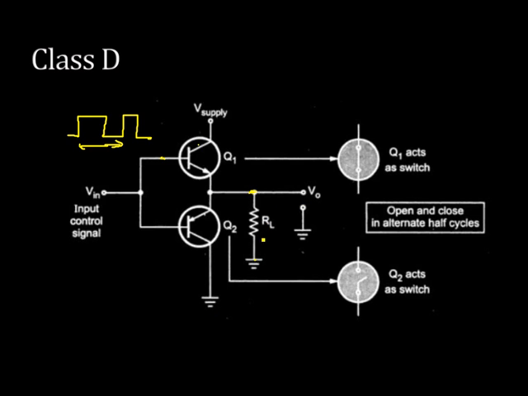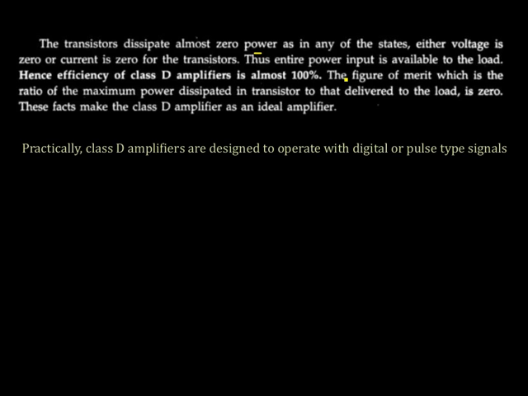So this switching operation is known as class D operation. When the switch is turned on, the current is positive but the voltage across the switch is 0. So in that case, power dissipated is 0. Whenever the switch is turned off, voltage across the switch is positive but current through the switch is 0. So again power dissipated is 0. That is why this class D operation is considered to be 100% efficient. So practically, class D amplifiers are designed to operate with digital or pulse type signal.